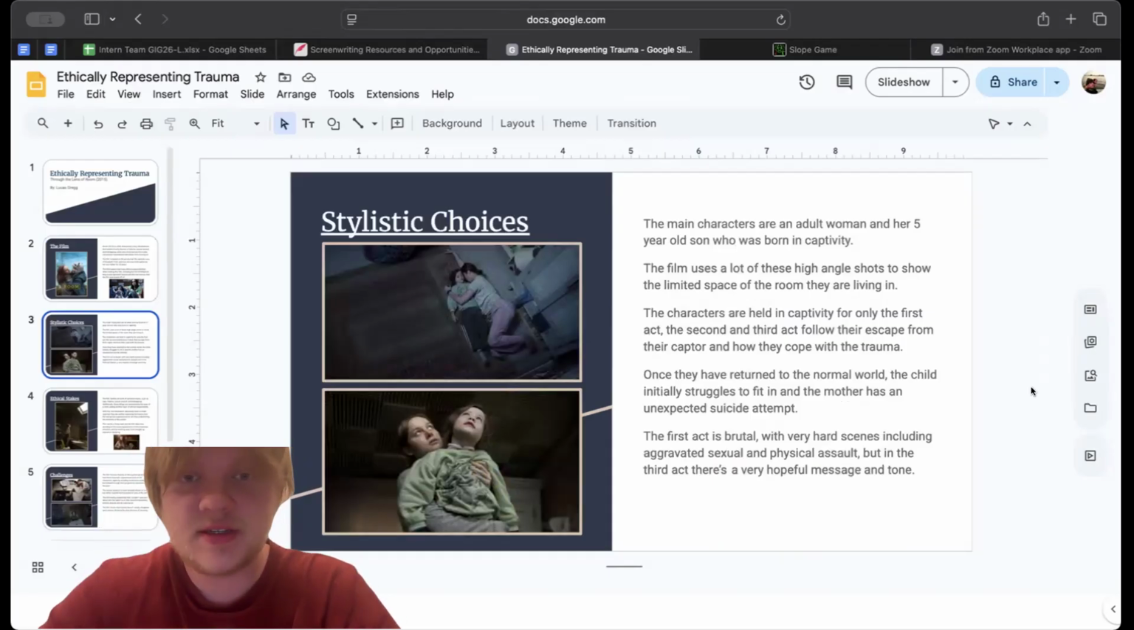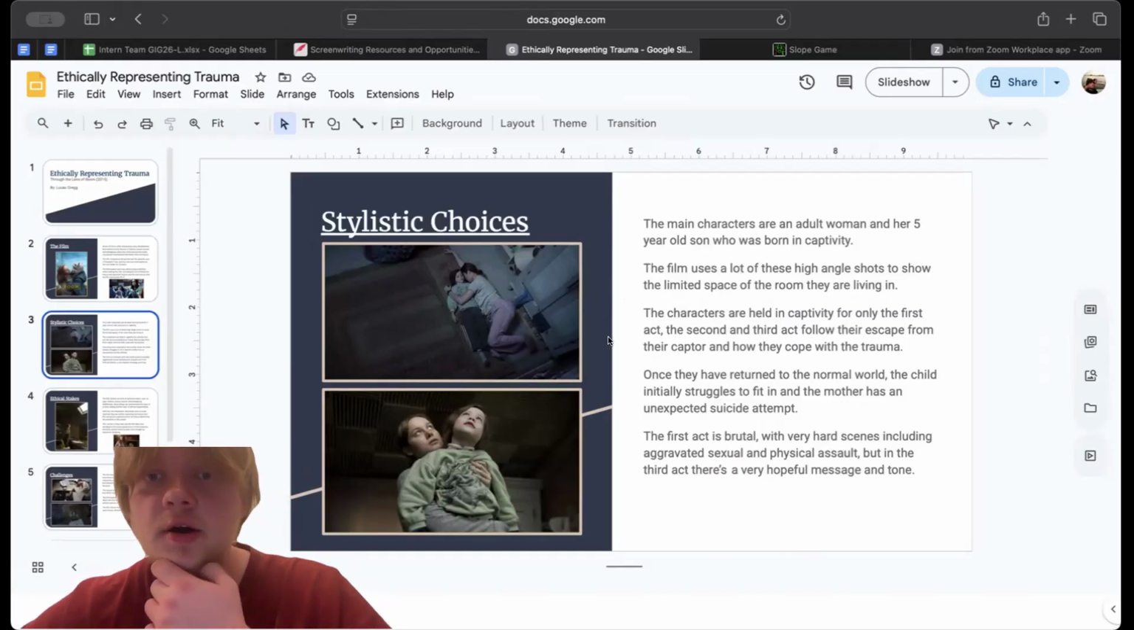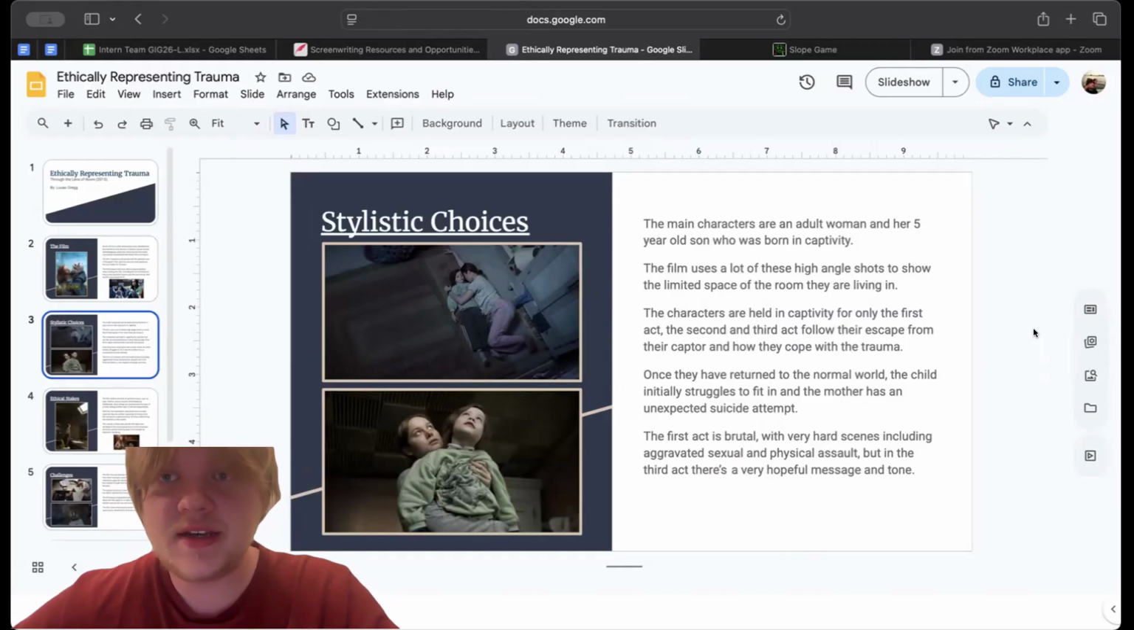Some stylistic choices. There's a lot of wide or high angle shots that show the space of their living situation and how it's really confined, as you can see in this picture, and these pictures. They're only actually held captive for the first act of the film. The second and the third act are much more about how they move on from the past and how they better themselves and how they put their trauma to the side.